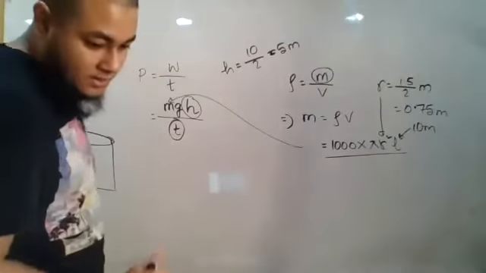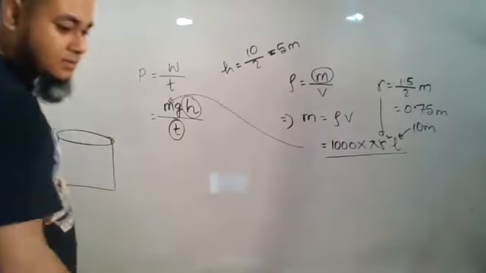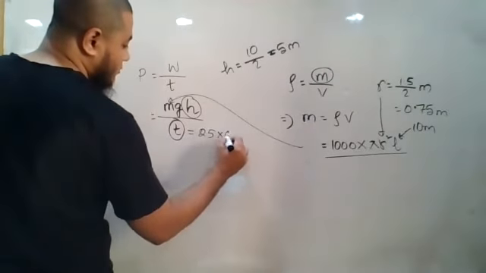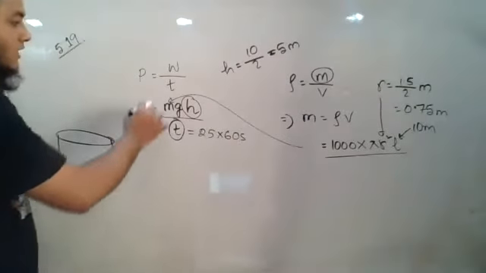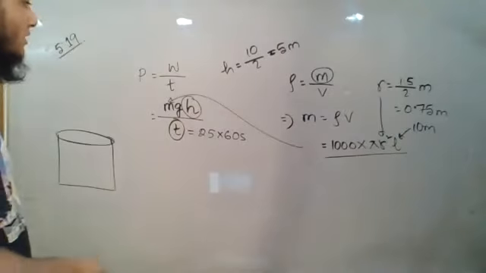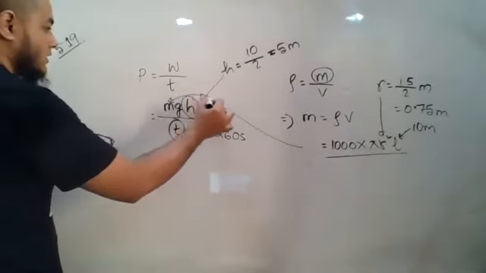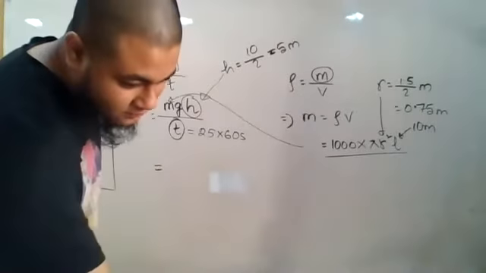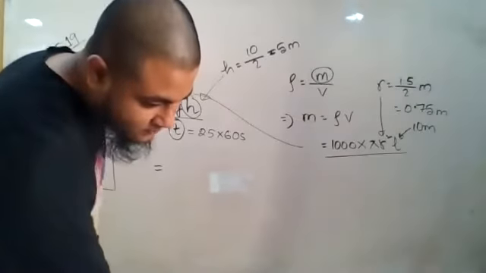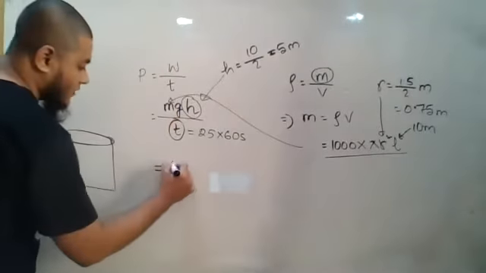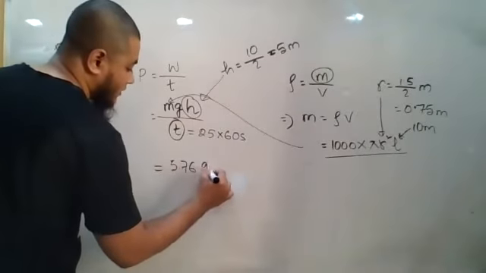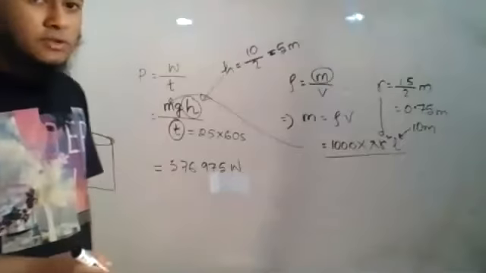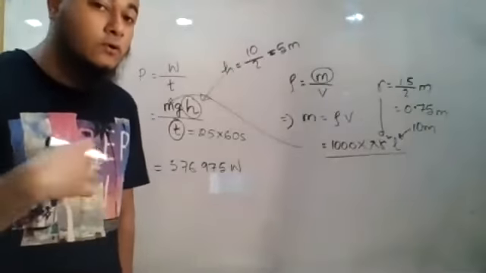And what about the time? Is the time given? Yeah, it gets emptied within 25 minutes. So it will be 25 into 60 seconds. Okay, so as it appears, we know the value of all the things over here. So if you put all the values, you will be getting your answer. I will take the answer from here directly. It is 556.975 watt. Now the thing is, we are not done yet because they have asked us what is the horsepower.